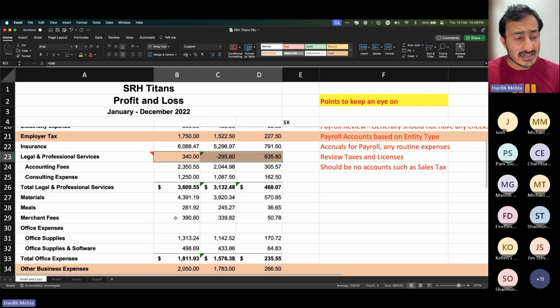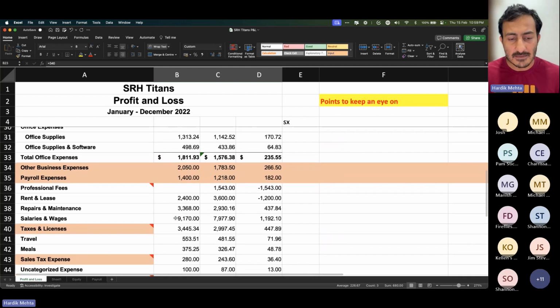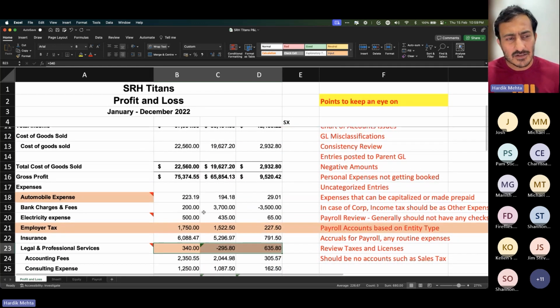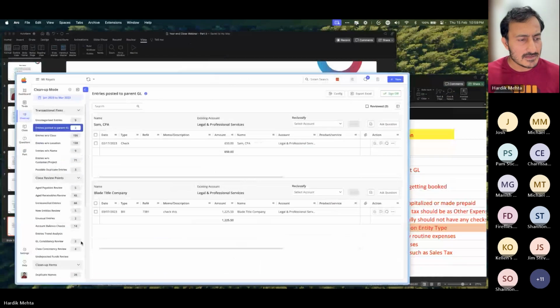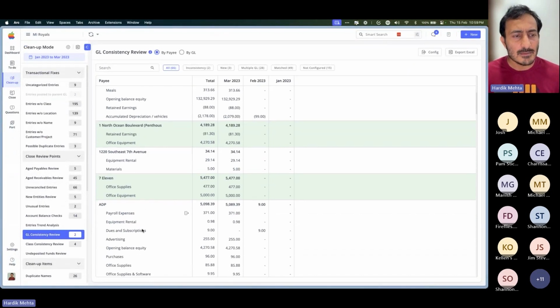Uncategorized expenses. If I am finalizing my year end, I would not expect anything as uncategorized transactions. So if we see something like that, we need to make sure it is reclassified to appropriate accounts. We'll also keep an eye. So one thing that I also do is this summary here, like GL consistency review by vendor.